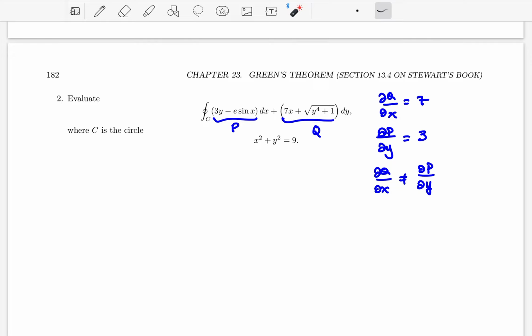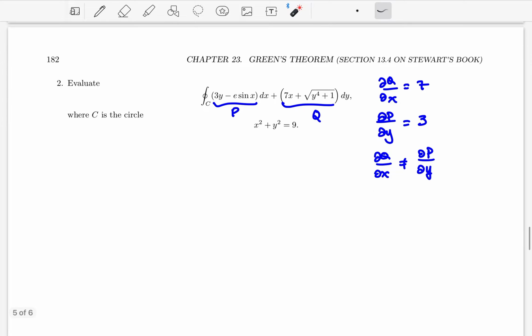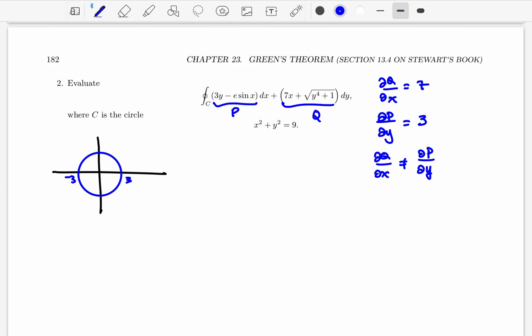Everything looks good for Green's theorem, okay? So here we go. Let's see. Let me understand my region. So my region is a circle of radius 3, center at 0, 0. So this is -3, and this is 3, and this is 3, and this is -3. And this is C, right? The boundary C. And then what's inside, it's D, okay?